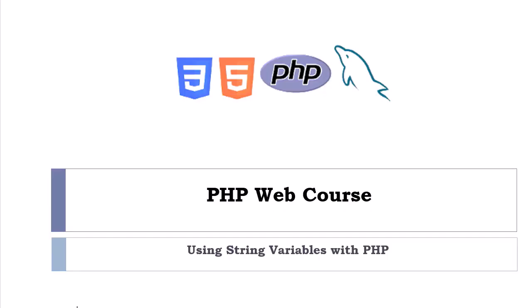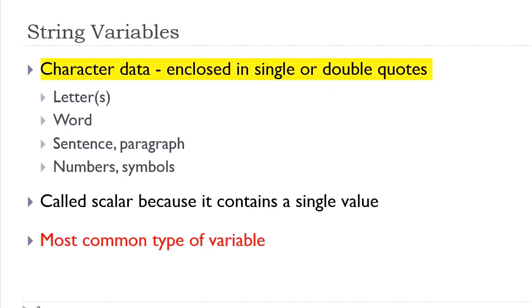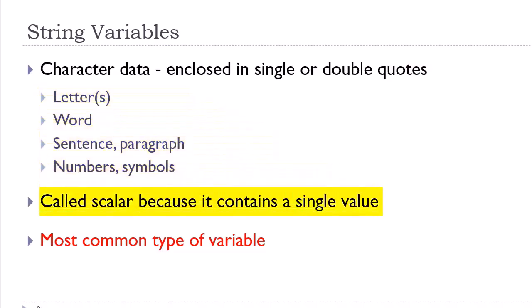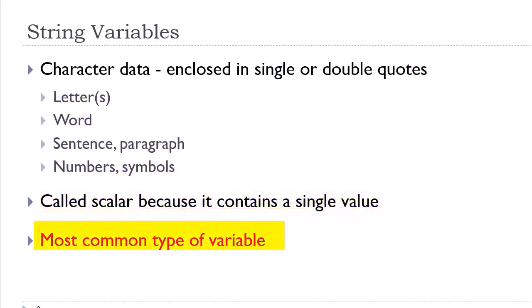In this class, we will learn about using string variables with PHP. To review, a string variable is character data. It is enclosed in single or double quotes. It can contain one or more letters, an entire word, a sentence, paragraph, numbers, and most symbols. It is called scalar because it contains a single value. This is the most common type of variable used in most languages.